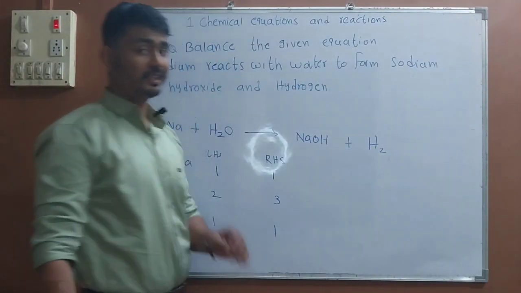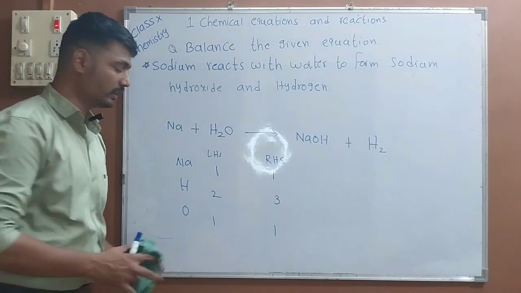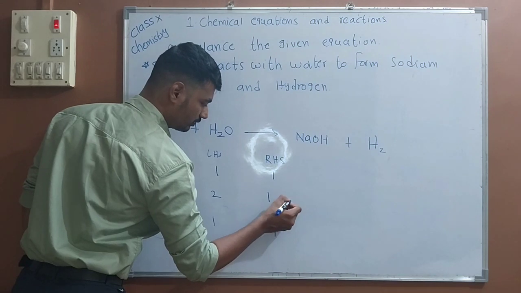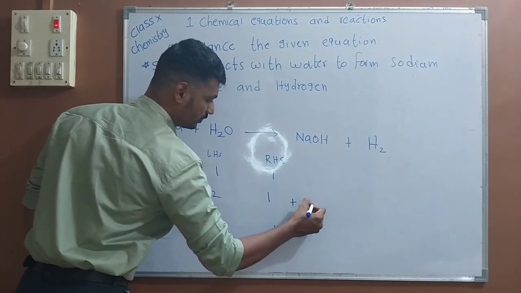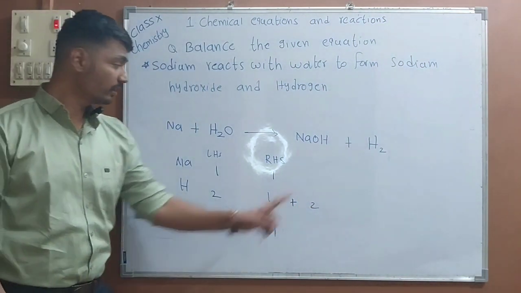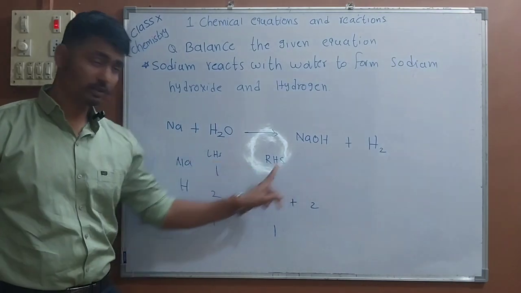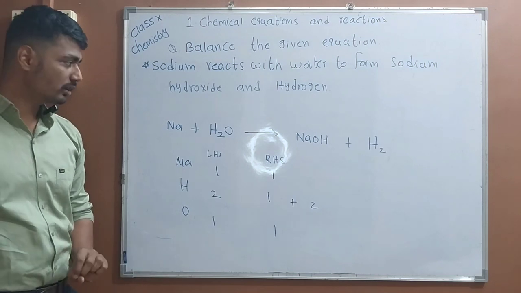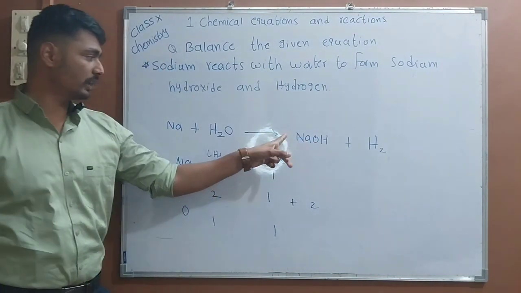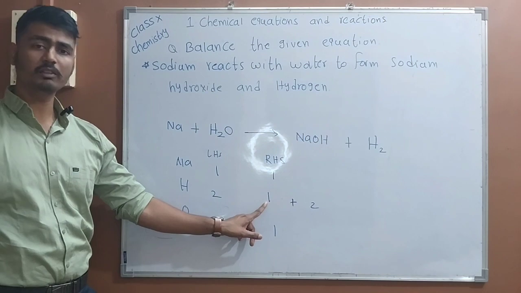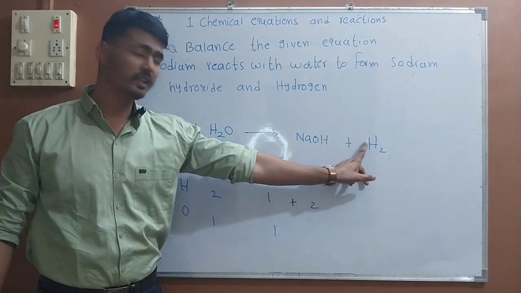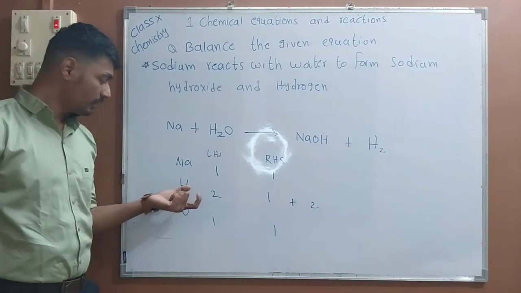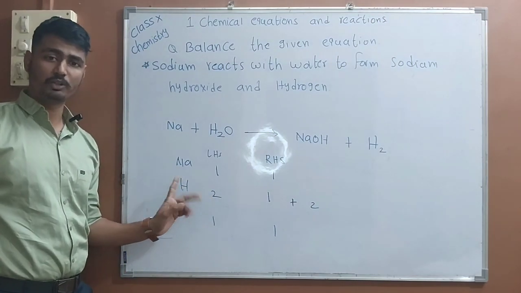But to make things simpler, can I write these three like this? 1 plus 2. Why? One oxygen here, one hydrogen here, two hydrogens here. So I am writing it like this. Because whenever I multiply this NaOH, only this one will be multiplied. And whenever I multiply this hydrogen, H2, this two will get multiplied. So what do I need? I need these two hydrogen atoms.